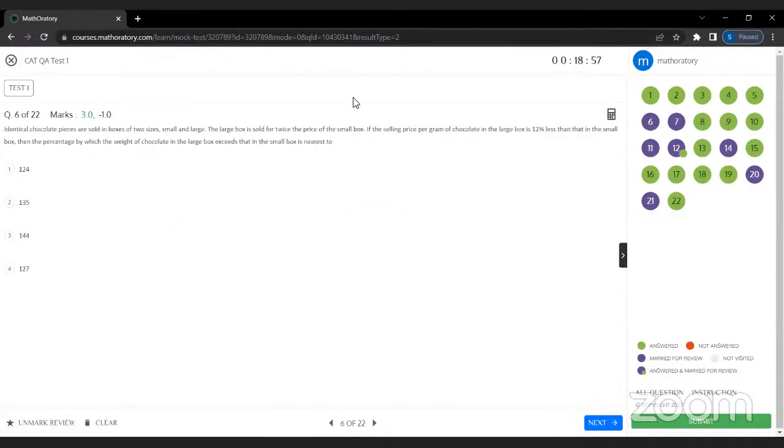And this one, right? Yes, I'll use a similar idea for this. So the large box is twice the price of the small box, right? So the price relation is 2:1. Yeah, okay, I'll keep it like this for now. Large and small. I'll not take these values, I'll convert this a little bit. And selling price per gram, something like this. So that is 12% less. So 100 or 88.